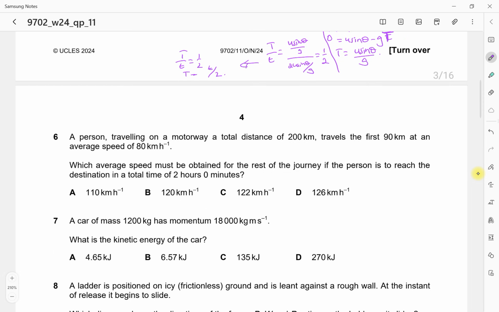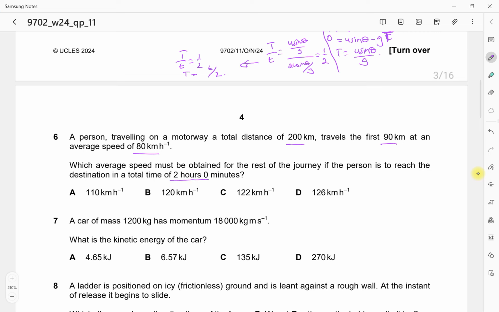A person traveling on a motorway a total distance of 200 kilometers travels the first 90 kilometers at an average speed of 80 kilometers per hour. Which average speed must be obtained for the rest of the journey if the person is to reach the destination in a total time of 2 hours and 0 minutes?